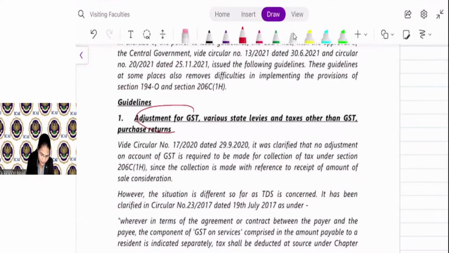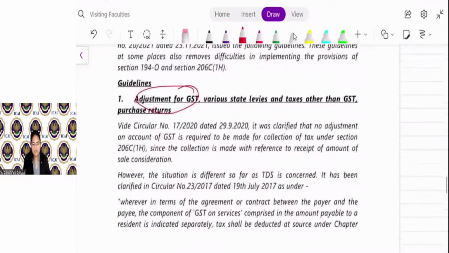Now the component of GST comes into the picture. If in an invoice the GST amount is separately shown, then the TDS is required to be deducted on only the basic amount, as the TDS is required to be deducted on payment or credit, whichever is earlier. So if you are generating an invoice, then the TDS is required to be deducted on the basic amount without considering the GST.